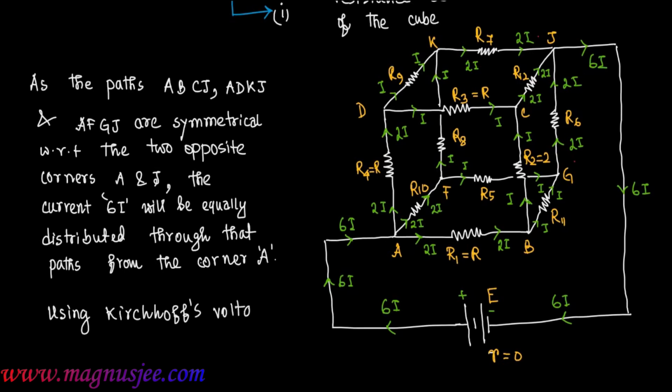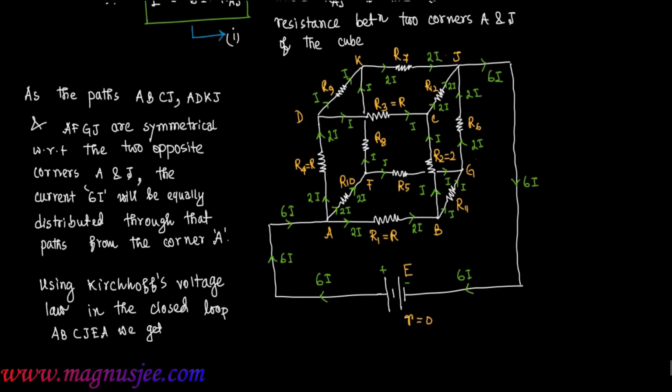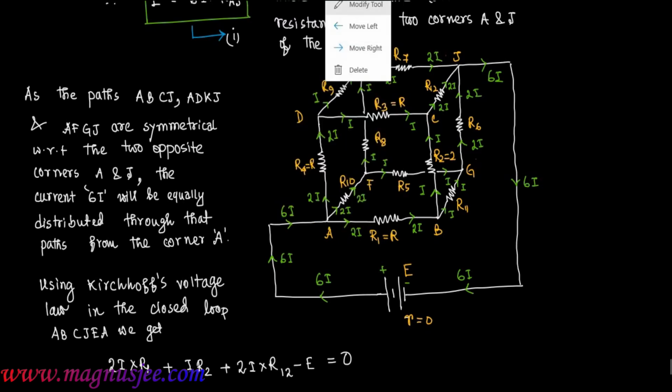Using Kirchhoff's voltage law in the closed loop A B C J E A, we get 2I into R1 plus I into R2 plus 2I into R12 minus E equal to 0. The battery has negligible internal resistance, that's why we have to consider only minus E.